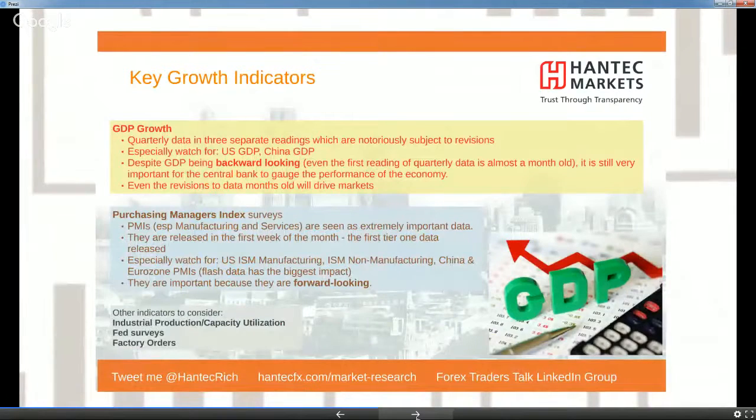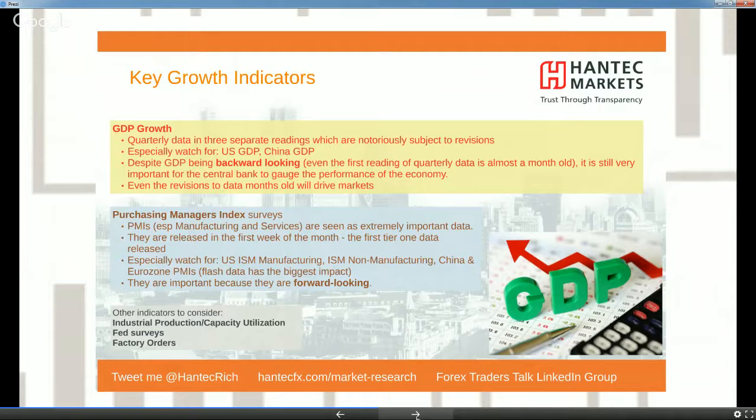So the economic indicators that we're going to be looking at: GDP is the primary one. That's a quarterly reading. It is notoriously subject to revisions, but primarily we focus on the US and now China as the drivers of market sentiment in terms of reactions to GDP. Basically GDP is backward looking, but despite that, it is still a big indicator of how an economy is performing. So the market will still pay it a lot of attention.